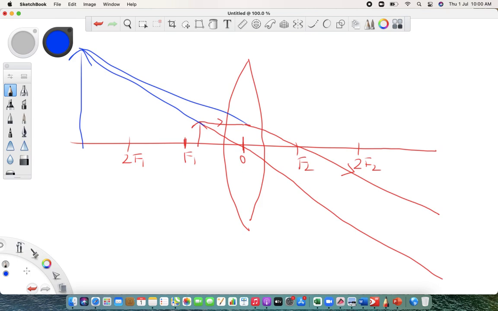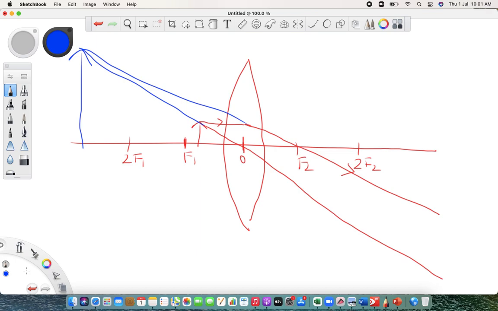So this is the first one. We already saw when you take your object beyond 2F1, and between F1 and 2F1. Now this is when we are going to take the object between O and F1.